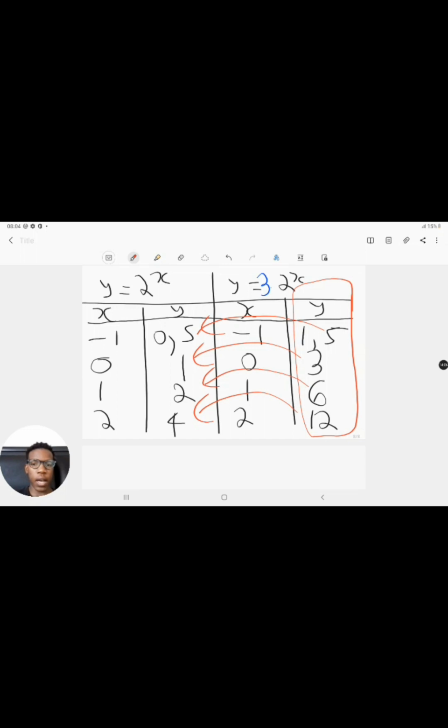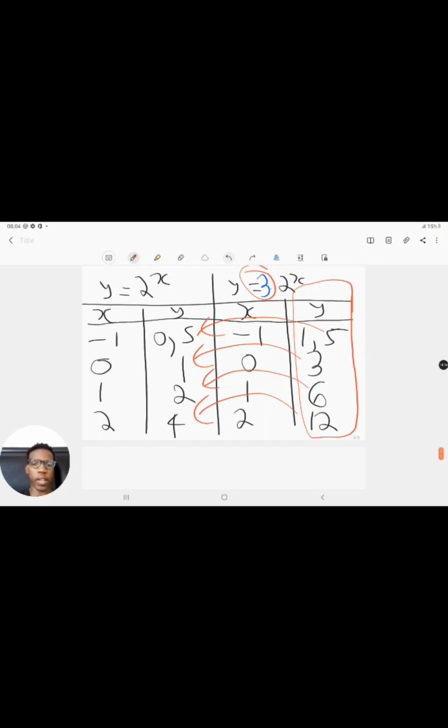So how does this affect our original graph? Our original graph is 2 to the power of x. You can see the original part of the graph there. It's 2 to the power of x. Well, clearly this 3 increases our original graph by a factor of 3.